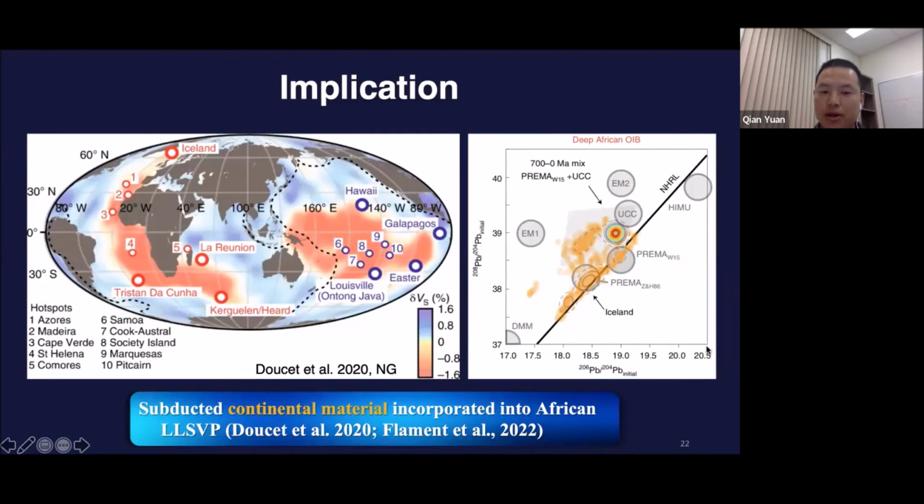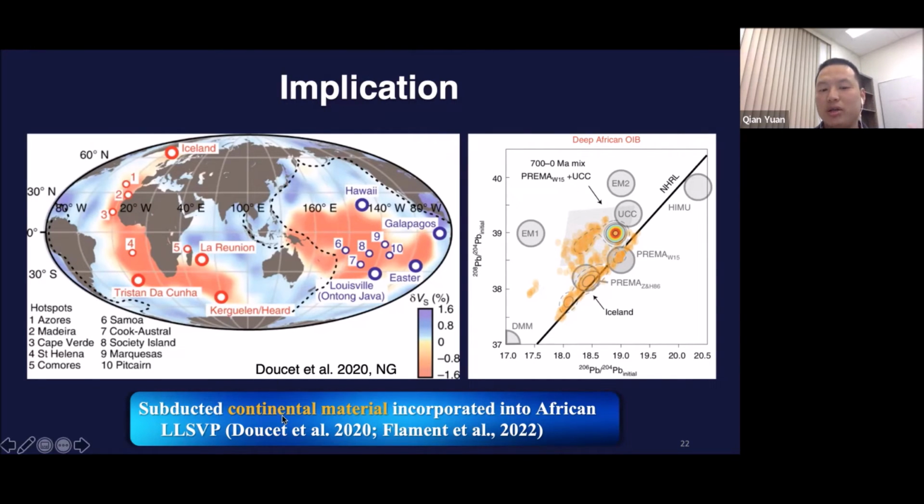And there is also a study published in 2020. In this study, they collected ocean island basalts related to the two LLSVPs and compared their isotopes. Their results show that the ocean island basalts related to the African LLSVP include some upper continental material that doesn't exist in the ocean island basalts related to the Pacific LLSVP. So their study suggests that subducted continental material may have been incorporated into the African LLSVP.